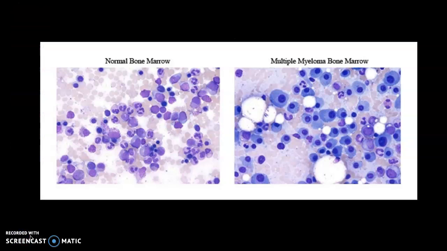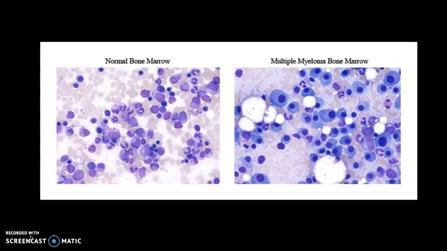Here we're looking at two bone marrow samples. On the left, you can see a wild type bone marrow sample where you have normal amounts of red blood cells, normal amounts of white blood cells, and normal amounts of your plasma cells. On the left, you can also see that the red blood cells make up most of the cells in this slide. On the right picture, you can see that the plasma cells have infiltrated the surrounding tissue.